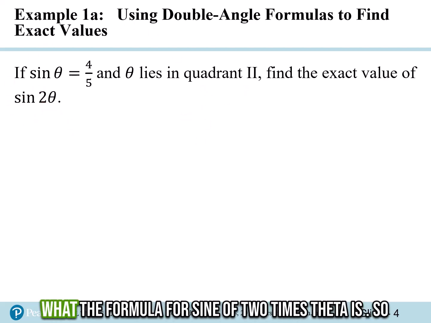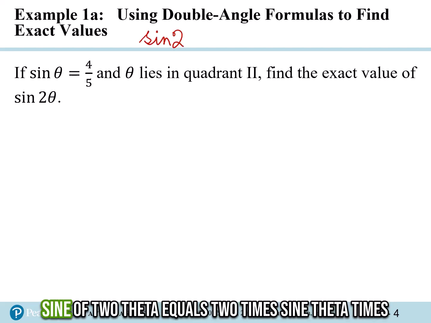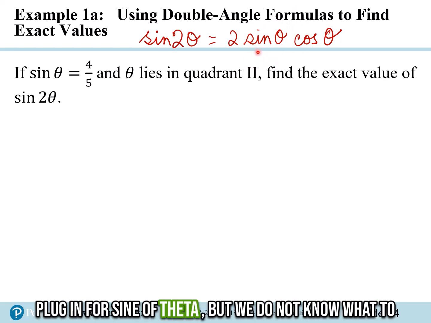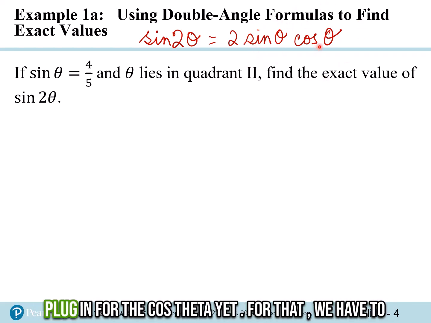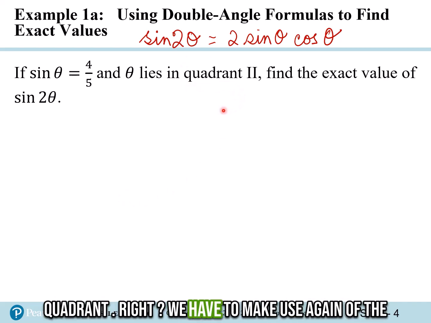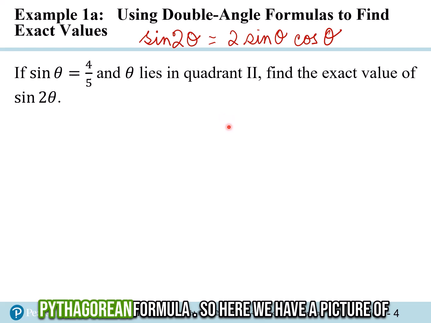Let's recall what the formula for sine of 2 times theta is. So sine of 2 theta equals 2 times sine theta times cos theta. So in this formula, we know what value to plug in for sine of theta, but we do not know what to plug in for cos theta yet. For that, we have to find the third side of the right triangle in the second quadrant. Right? We have to make use again of the Pythagorean formula.